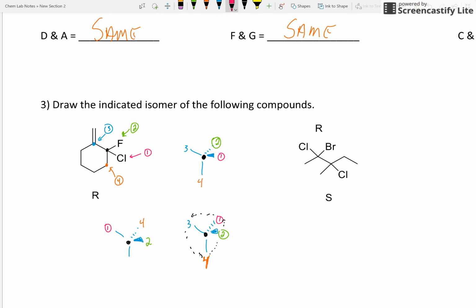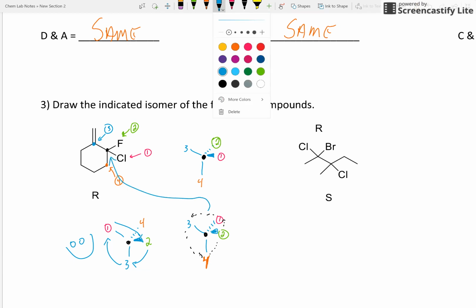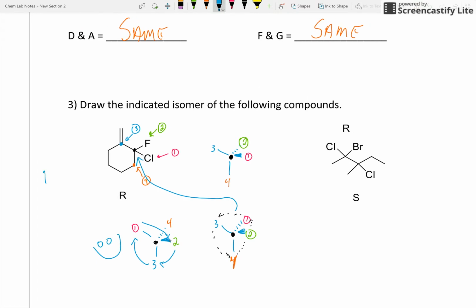1 rotates here, and my 3 rotates here. Okay, so now the 4 is facing away from us. We can look at the rotation of the priorities. 1 to 2 to 3, back to 1. Which is great. This is what we wanted. So, right, we wanted R. So that means we have to take this orientation and draw the molecule like such. Got it? Okay. Let's find some space here. Ring.